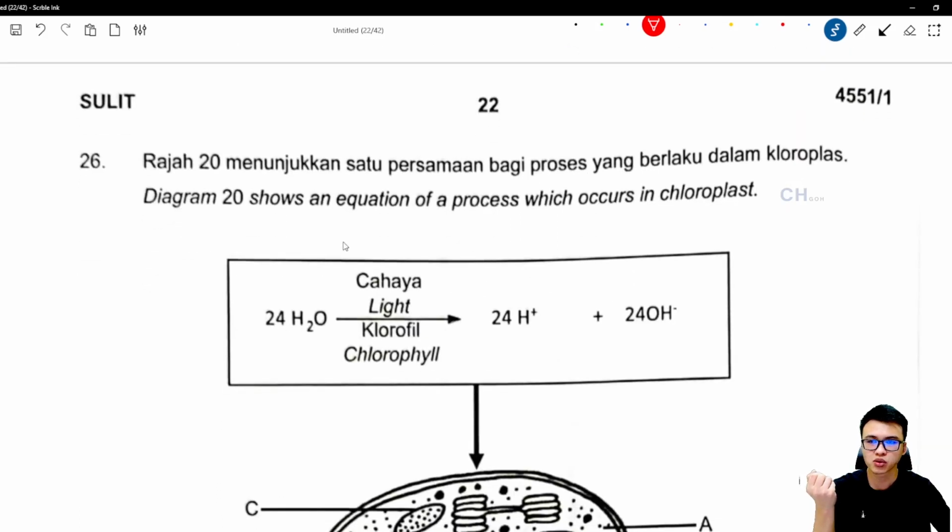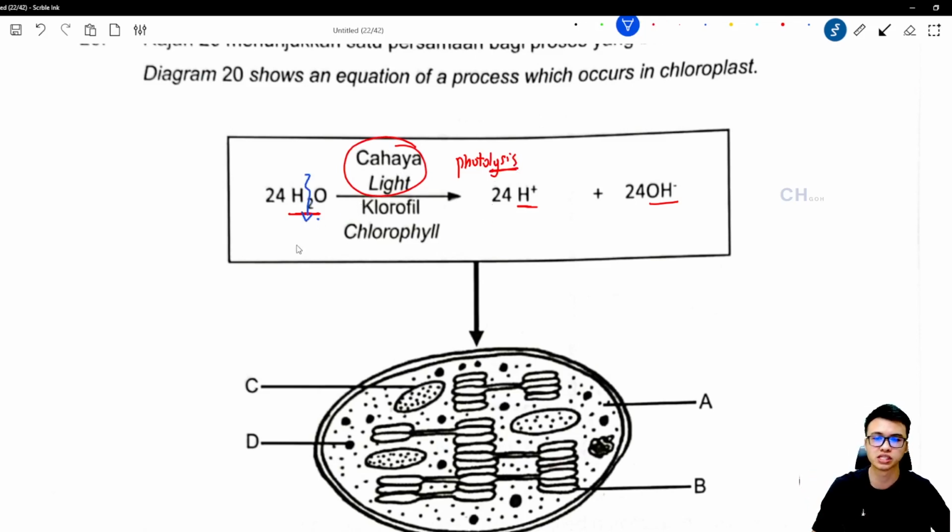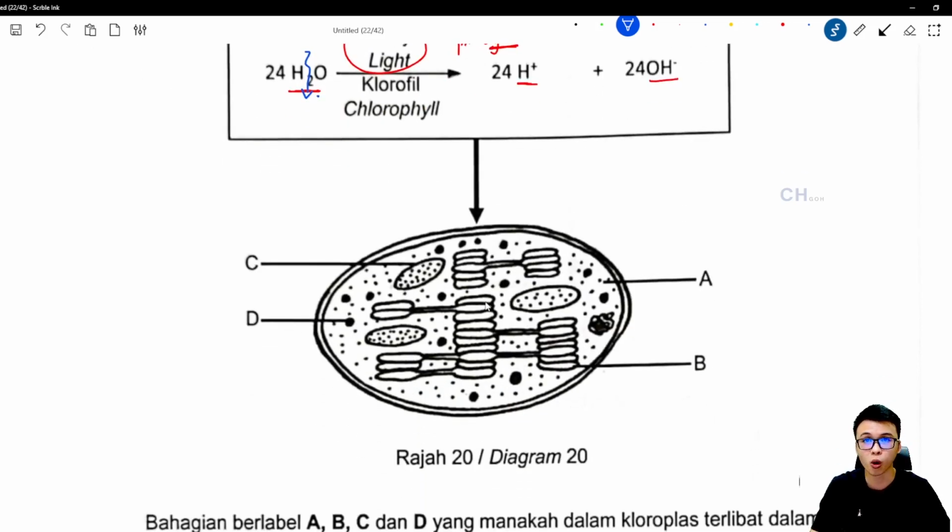Question 26. Diagram 20 shows an equation of a process which occurs in the chloroplast. We have the H2O here, and then it will be split into H plus and OH minus. We call this process photolysis. We are using light to break down, lysis meaning breakdown, the water molecule. So we call it photolysis. And this reaction will only occur somewhere that can absorb the sunlight. Where is it? The chloroplast or chlorophyll.